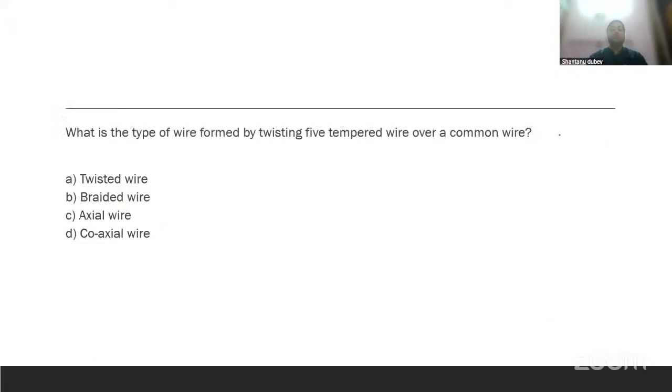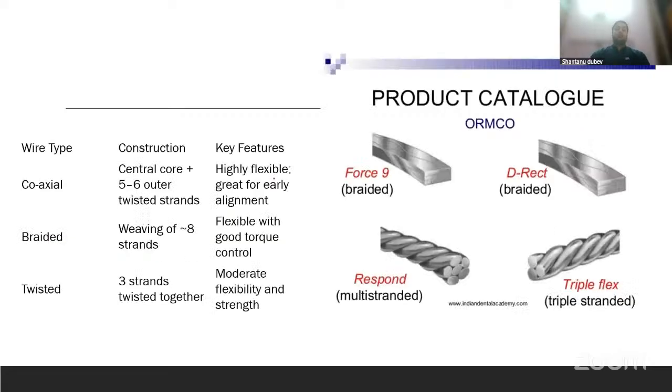Which is the type of the wire formed by twisting 5 tempered wires over a common wire? This is also a very factual question. Is it twisted wire, braided wire, axial wire, or coaxial wire? This is a very confusing question. This is a coaxial wire. So twisting 5 tempered wires around a common wire, around the common axis, coaxial wire. This is the answer. These are the options that they are talking about. So coaxial wire is a central core with 5 twisted wires around it. A central core and 5 to 6 wires around it.